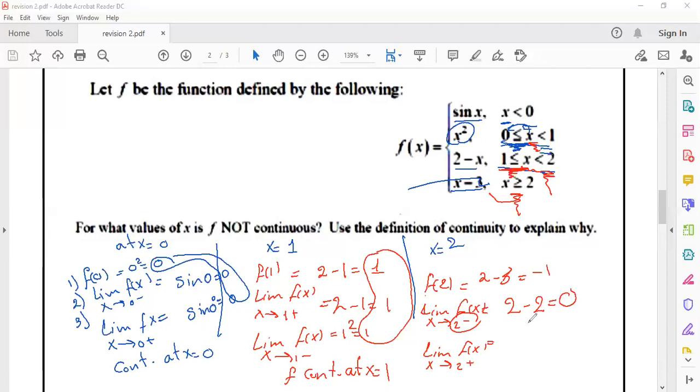Since we have different values, and the three values must be equal, in this case we write: f is not continuous at x equal what?